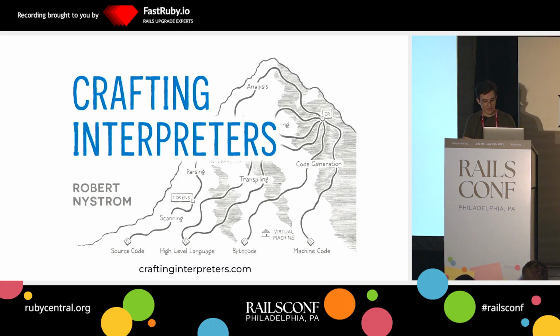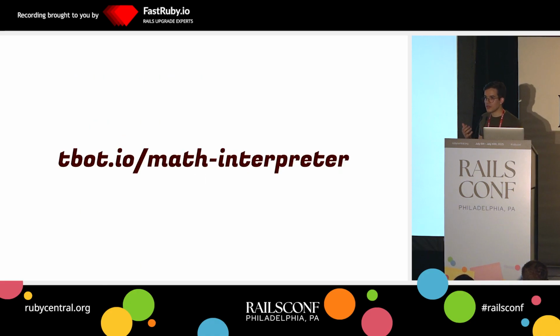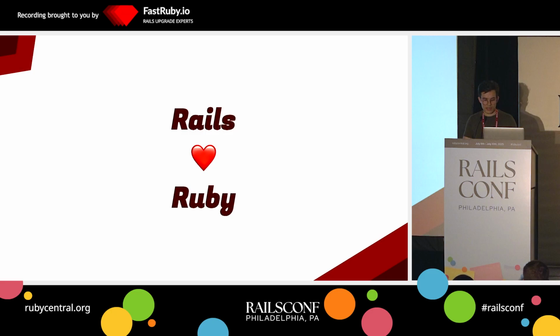So it's very fun. And if you want to play with the code that I showed you, it's all here in this repository. It's a GitHub repo, tbot.io/math-interpreter. And you can add something to our language. Do whatever you want with it. It's yours now. Yeah, and I hope this has helped you to see how Rails benefits from Ruby, how Ruby made Rails possible. And if it wasn't for Ruby, we wouldn't be here today.